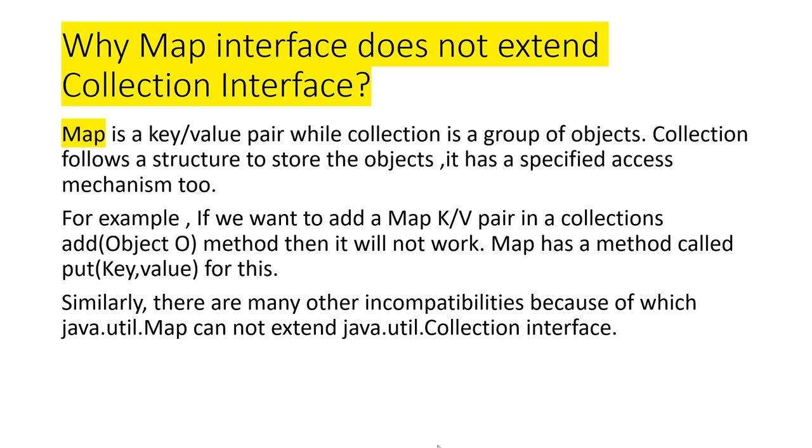And how can we explain this incompatibility? Say, in collection, if we have to add an object, we will use the collection's add method. That will work only for one object. But in map, if we want to add an object, we have to give a key and value for it, right? So key and value can be objects. So map has a method called put, with key and value, for this. We cannot add a key and value in the add method of collection. So you can see there is an incompatibility. So that's why the map interface does not extend the collection interface.